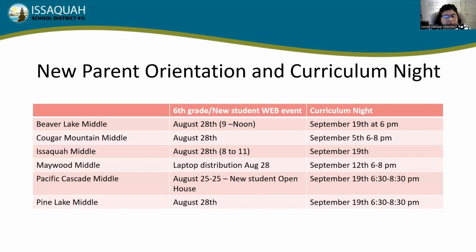We were talking about the new student events. I'm just going to give you a quick preview in case you didn't know about it. Next Monday, most of the schools, except for Maywood and Pacific Cascade, will be doing a new student event. Most of them are in the morning, so check the school website to see what time it's at. For example, Issaquah Middle, my daughter will be starting sixth grade at Issaquah Middle next year. And I know her event is from 8 to 11 a.m. Parents also have an event at the same time, not as long, I think it's only 9 to 10 or 8 to 9 or something like that.